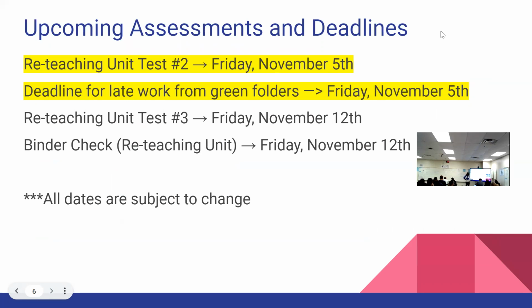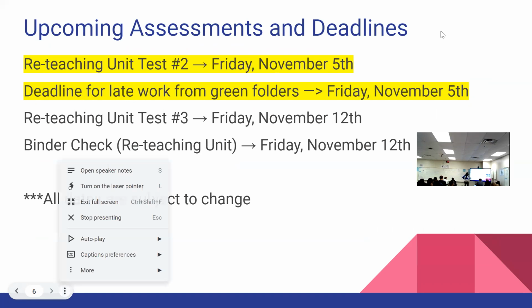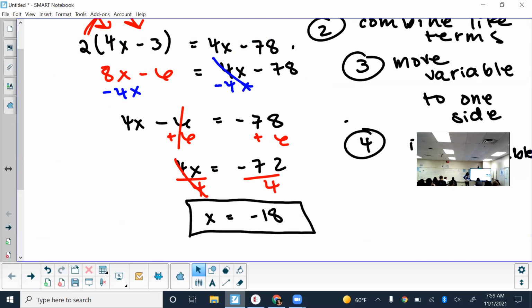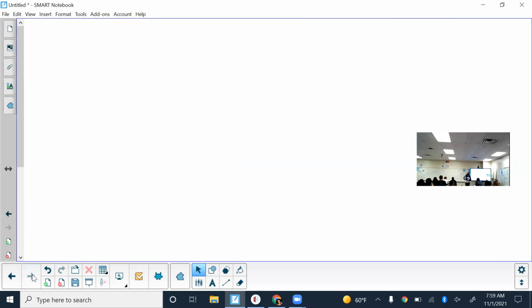All right, and then we're testing Friday. Also, Friday's the deadline for late work from the grade folders. So we'll do one together. I'll pick a different one than I did first hour.